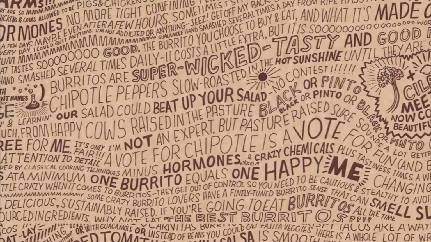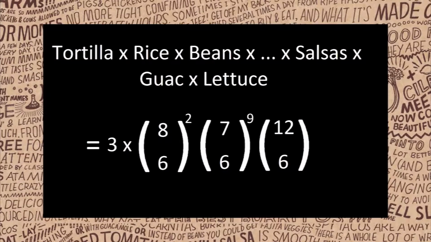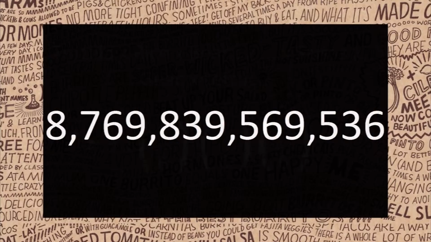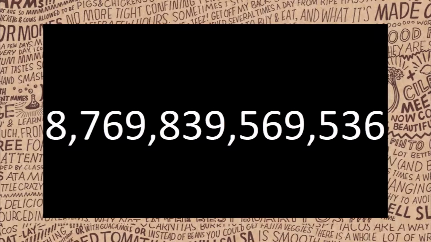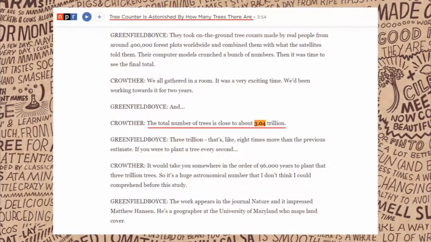Now we just multiply all of these numbers of options to get our final result of 8,769,839,569,536. That is over twice the number of trees on Earth.